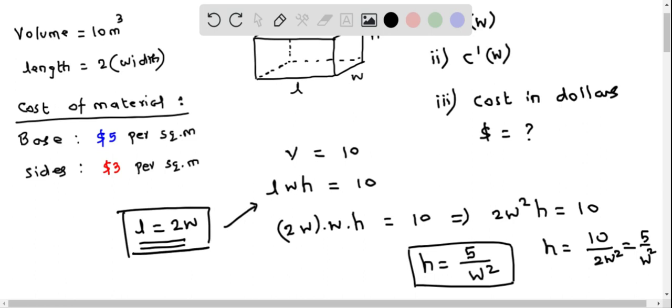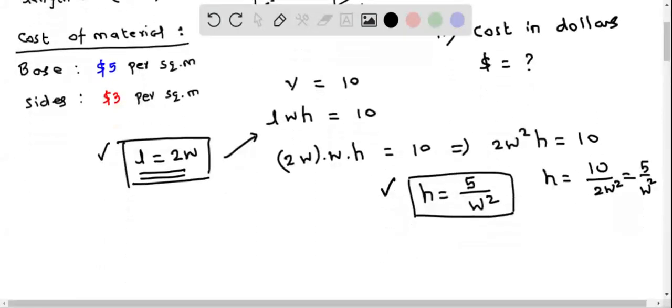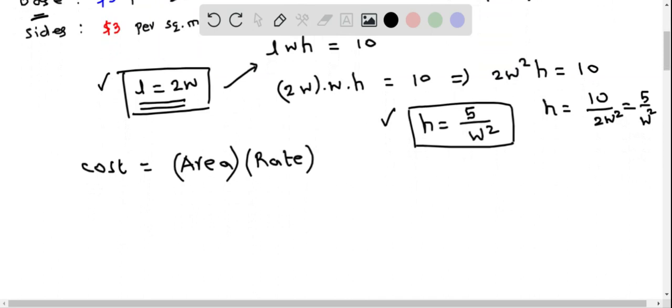So these are the two values for length as well as height, which we have represented in terms of width. We will now use this information, that is length equal to 2w as well as height equal to 5 by w squared, to construct the cost function. Basically, a cost function is written as cost equal to area of the material times the rate. Because we have different rates for base as well as for sides, we will calculate for base first. Let's determine the cost for constructing the base of the container.